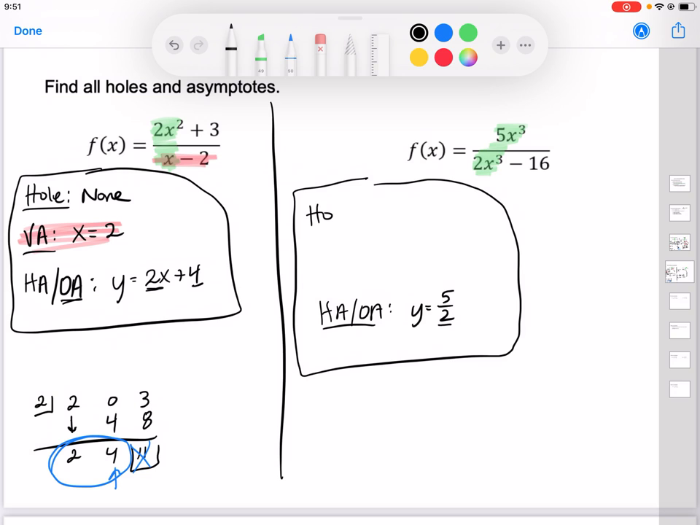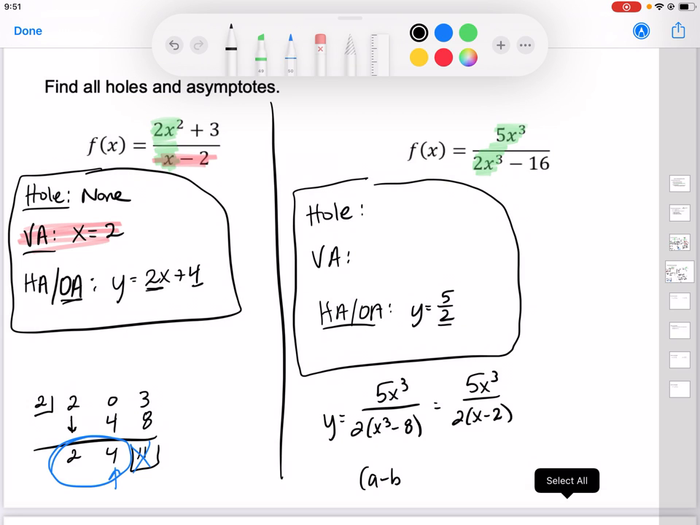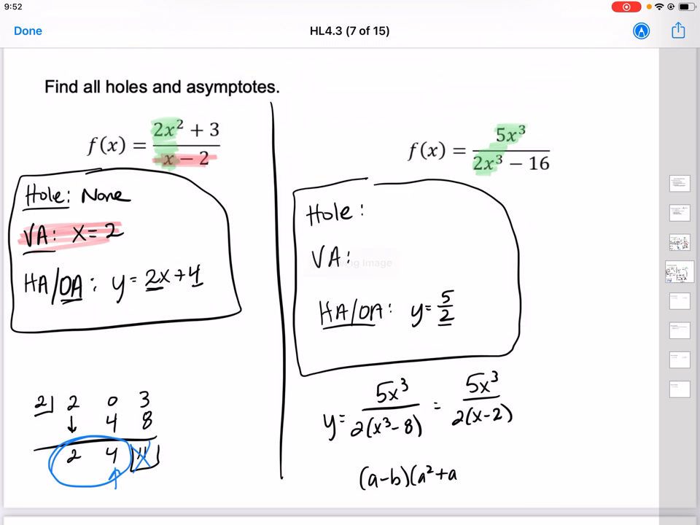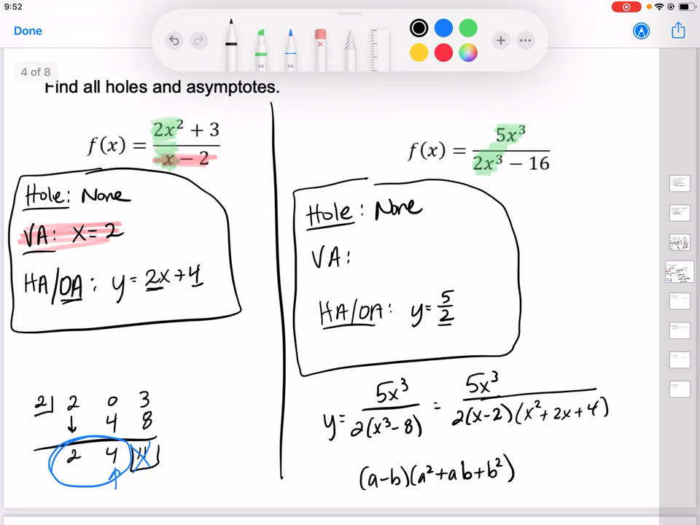So let's find holes and vertical asymptotes. So I'll factor, I'm going to put it down here. So we've got y equals 5x cubed over 2 times x cubed minus 8. And then we'll factor that. That's the difference of perfect cubes. So that's that one formula that we all love and cherish. So that one right there. So I'd have x squared plus 2x plus 4. So there are no holes, once again, because there are no common factors.